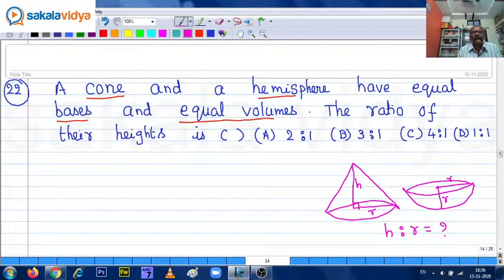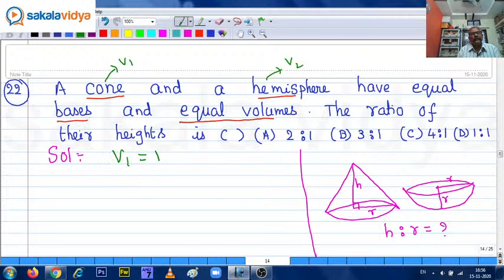So what is given actually? Equal volumes given. So solution. Volume of the cone is say V1, volume of the hemisphere say V2. V1 equals V2 given. What is the volume of the cone? That is 1/3 of pi r square H, equal to volume of the hemisphere, 2/3 of pi r cube.